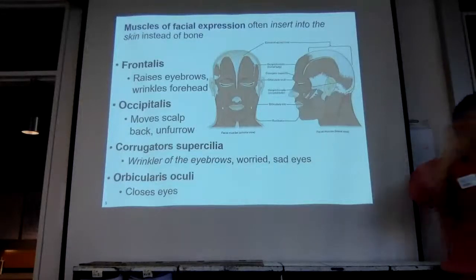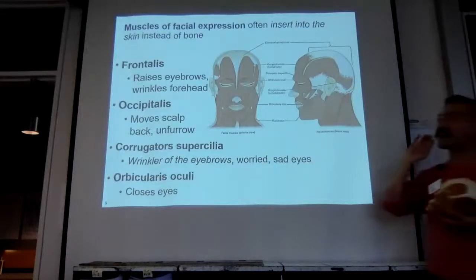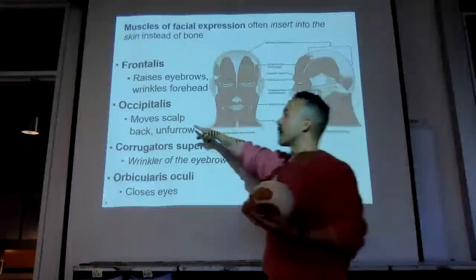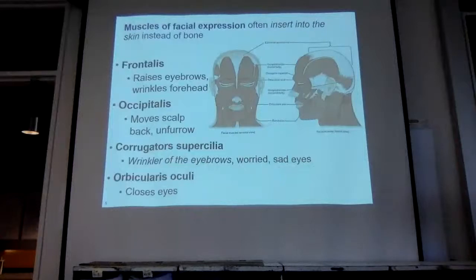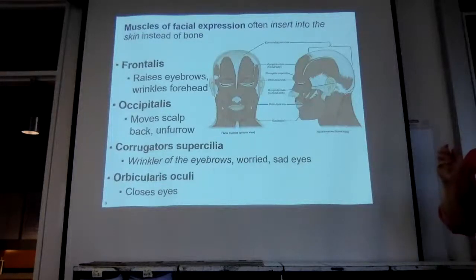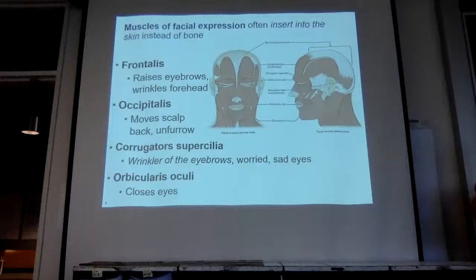I'm not very good at contracting this. It helps you move your scalp back, helps you unfurrow your brow. If you do it hard enough, if you have a strong enough occipitalis, you can kind of make your ear wiggle. I can't do it very well. Occipitalis. Frontalis on the frontal bone, occipitalis on the occipital bone. Straightforward so far?